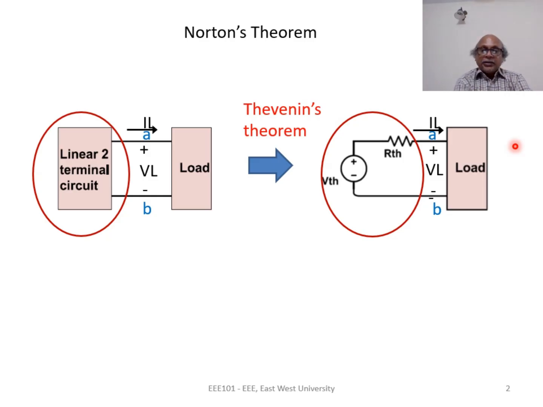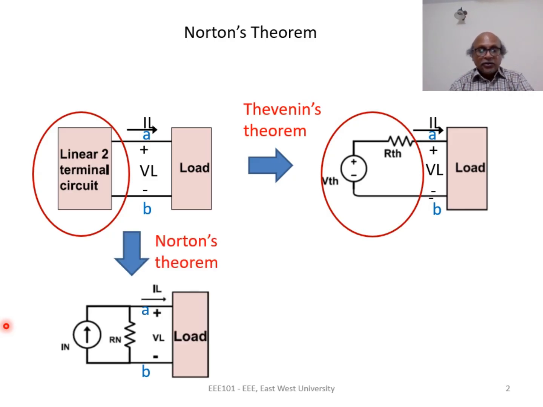Norton's theorem is similar in the sense that it says this linear two-terminal circuit may be replaced by a different equivalent circuit. What is the equivalent circuit in Norton's theorem? The equivalent circuit consists of an independent current source IN in parallel with a resistance RN. So, according to Thevenin's theorem, the linear two-terminal circuit is replaced by a voltage source in series with a resistance, and in Norton's theorem, the linear two-terminal circuit is replaced by an independent current source in parallel with a resistance.